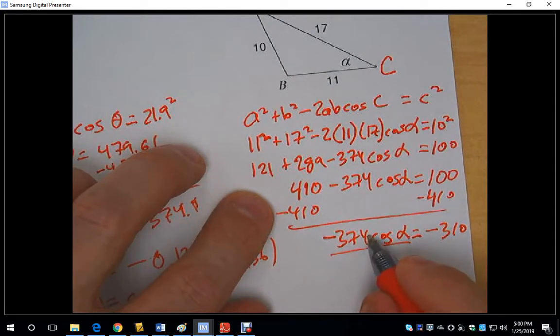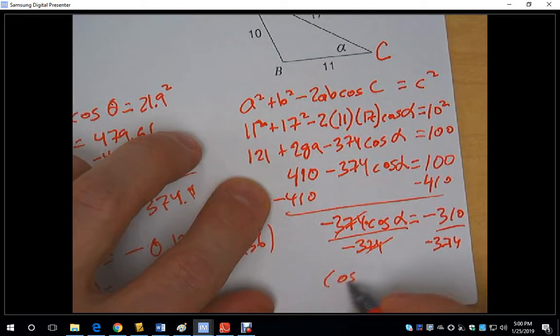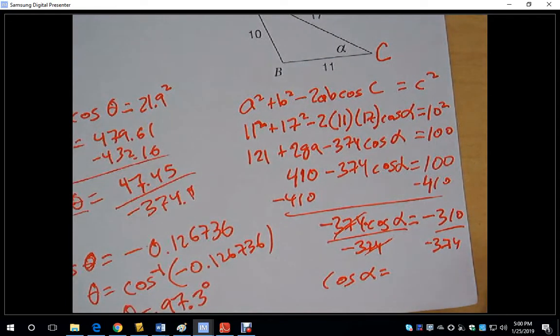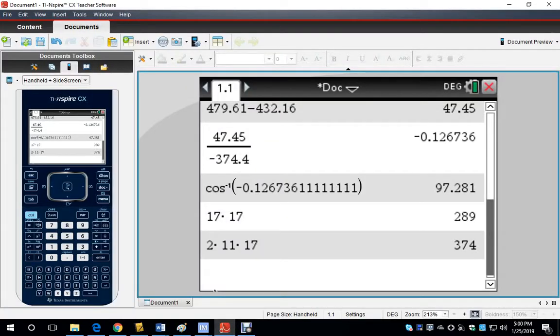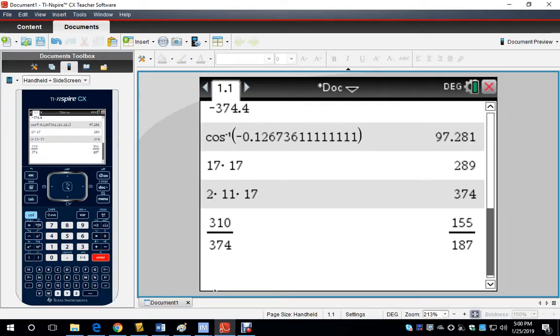We now divide. This is multiplication, so the inverse of multiplication is divide. We're going to divide by negative 374 on both sides. Negative 374 divided by negative 374 is going to give me 1. I have cosine of alpha equals, and the negative divided by a negative is going to give us a positive. So I have 310 divided by 374. I was hoping for a decimal, but it doesn't matter. So we get 155 over 187.